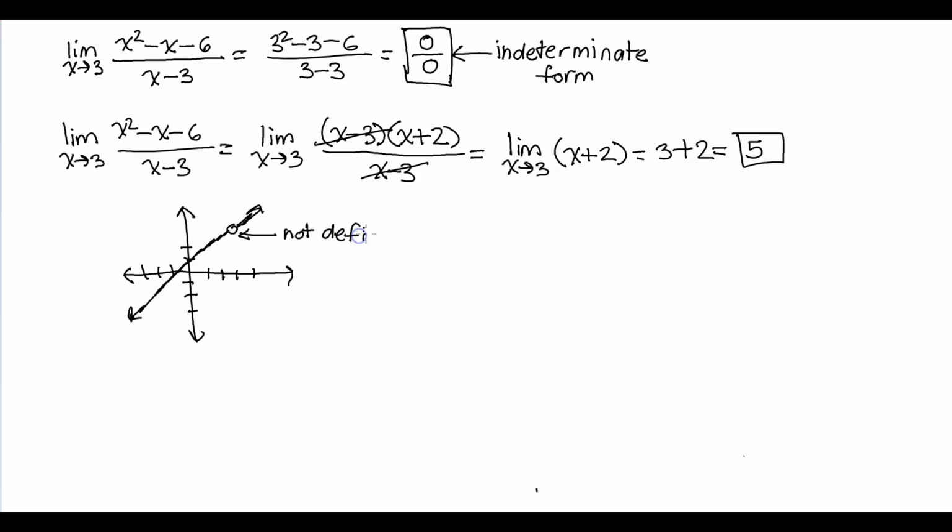Otherwise, the limit as x approaches 3 of this function is the exact same as the limit as x approaches 3 of this function, which means you could safely say that the limit as x approaches 3 of this function is not this, but this, 5. Okay, let's do one more. Let's do a couple more.